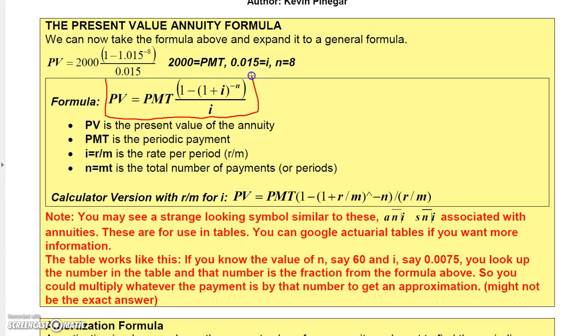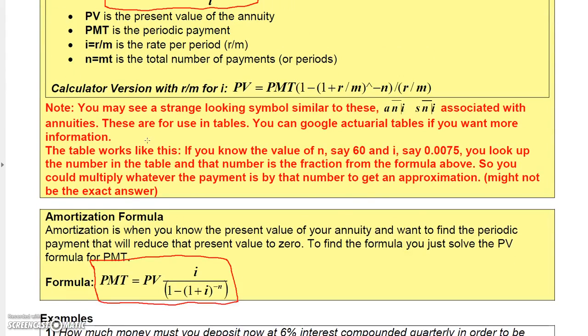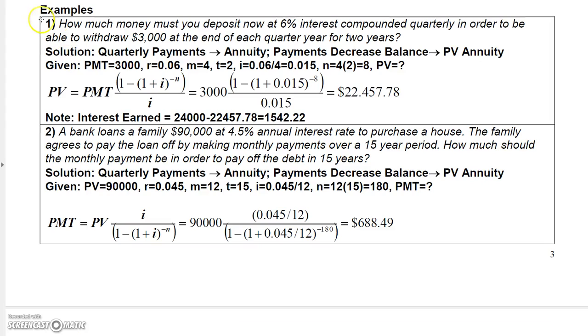This is the formula for solving the present value of an annuity, and then we have another formula that if you wanted to solve for the payment given the present value of an ordinary annuity, then you could use this formula. So these are the two formulas that we're going to work with in this section. Okay, so first of all, number one says how much money must you deposit now? So we're making a one-time deposit now, and it's going to earn 6% interest compounded quarterly.